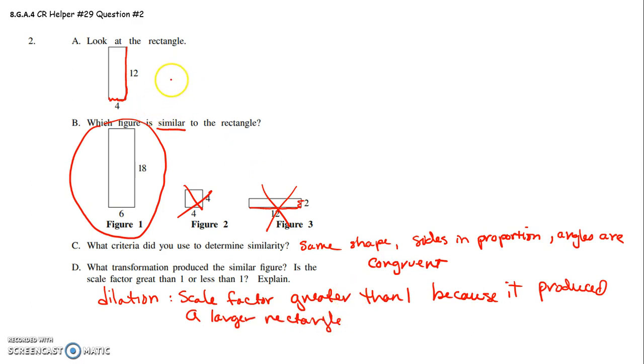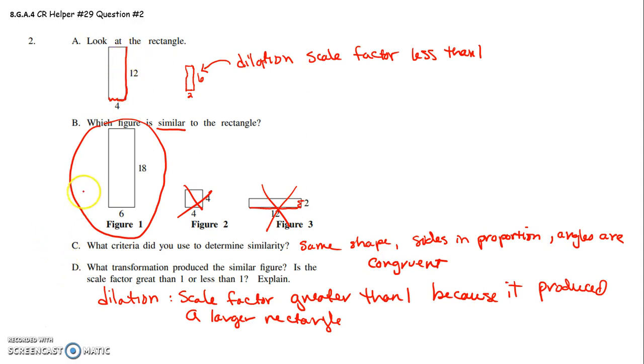Scale factor of less than 1, let me just show you. If the 4 had become a 2 and the 12 had become a 6 and it produced a smaller rectangle, that one would be a dilation. Scale factor less than 1. And I know it's not a scale factor of 1. A scale factor of 1 would produce the exact same rectangle. A scale factor of 1 would still be 4 and 12. And then it would be congruent.